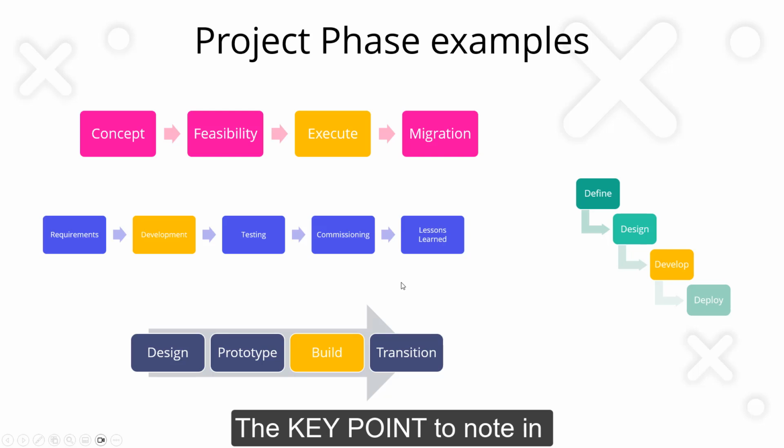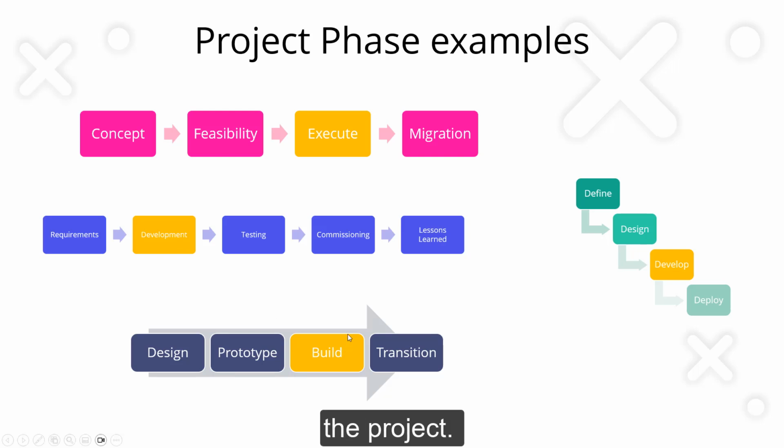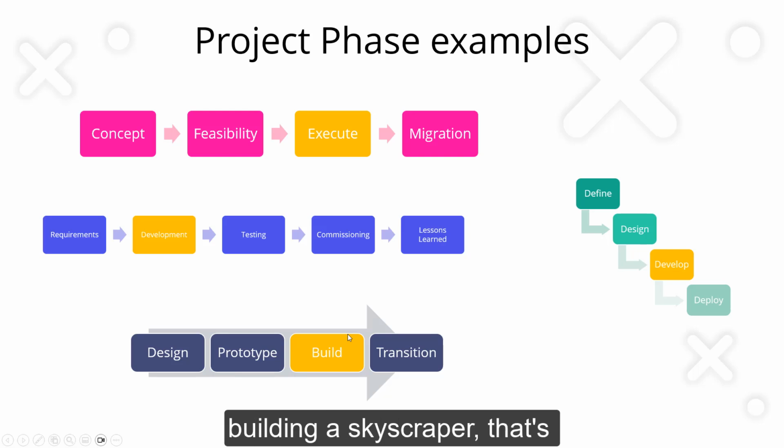The key point to note in this slide is that in every project there will be one or more phases where you are doing the actual work that creates a product, service, or a result of that project. That's when you are developing or executing or building the project. For example, if you are building a skyscraper, that's when the physical construction happens. If you are creating an AI software product, let's say, that's when the coding happens.